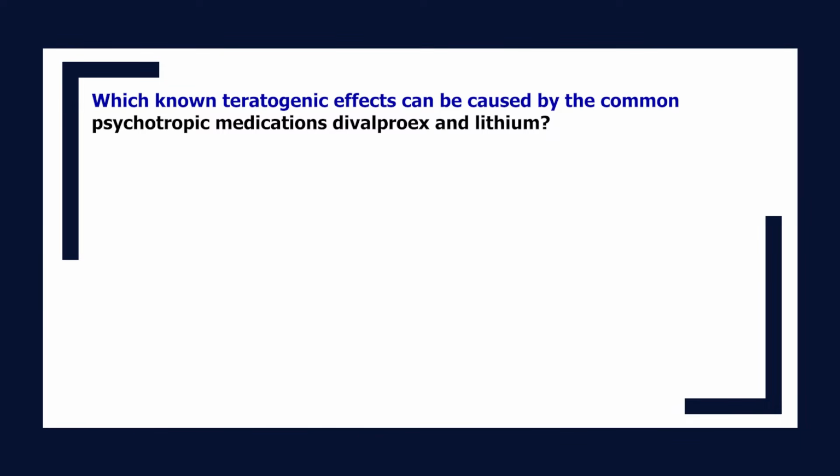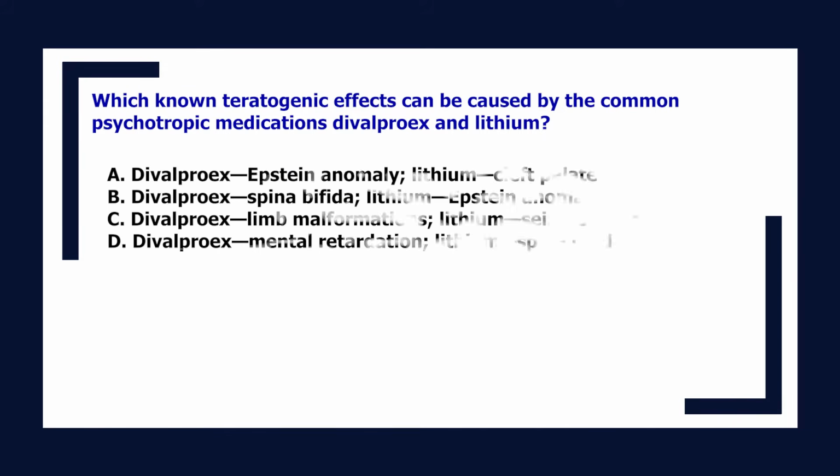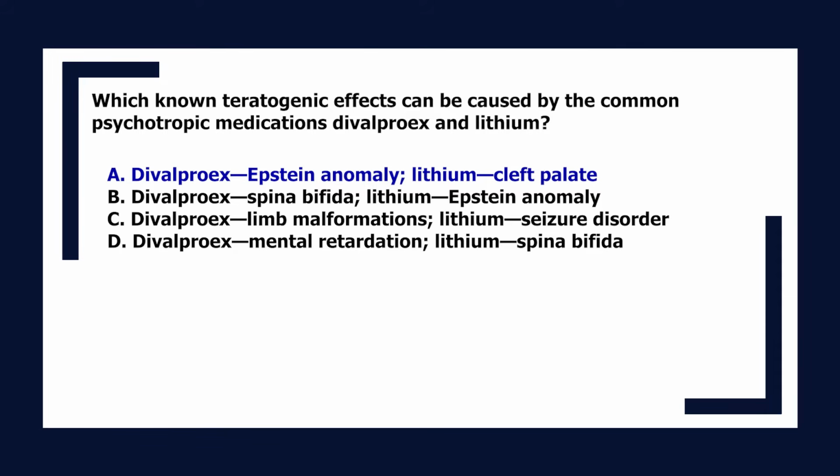Which known teratogenic effects can be caused by the common psychotropic medications Divalproex and lithium? A. Divalproex, Epstein anomaly, lithium, cleft palate. B. Divalproex, spina bifida, lithium, Epstein anomaly. C. Divalproex, limb malformations, lithium, seizure disorder. D. Divalproex, mental retardation, lithium, spina bifida.